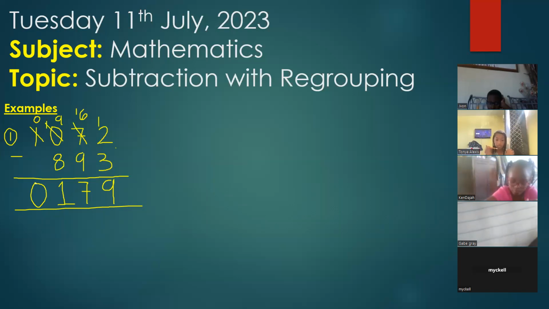So if we're in an exam and they say 0 take away 0 on the last column, do we still put the 0 down? Yes, we still put the 0 down. It's still right. Still put the 0 down.